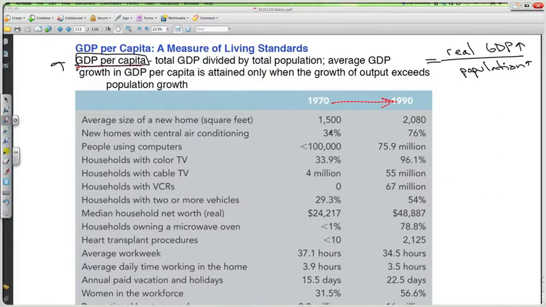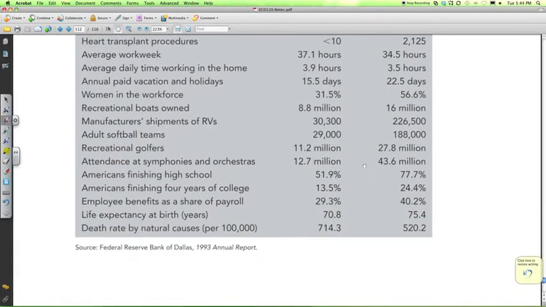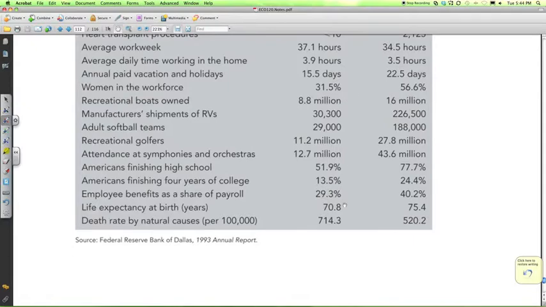And here are a whole bunch of different determinants or indicators to show that. The average size of a new home has gone up. New homes have air conditioning, a huge difference. People are using computers and TVs, and the amount of net worth or income people have has grown. How many people are driving two cars, heart transplants, people are working less, spending less time working in the home, and taking more vacations. You can go down the line here, all these different indicators of our economic growth.